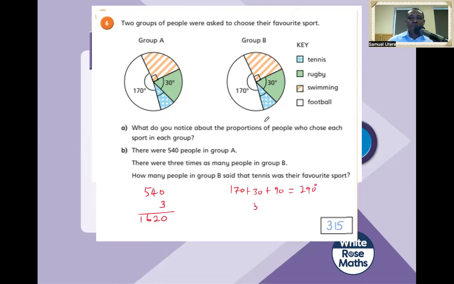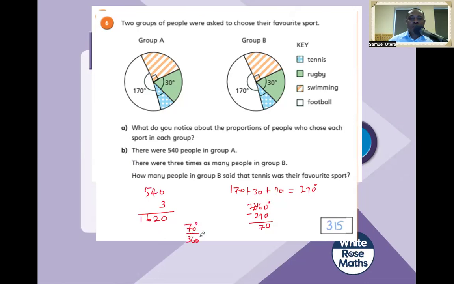Next, to find out what tennis represents, we can do 360 degrees minus 290 degrees. We cannot subtract 9 from 0, so we borrow from there. So that's 16 in terms of the place value. 16 minus 9 is 7. So it means the proportion of tennis will be 70 degrees out of 360.